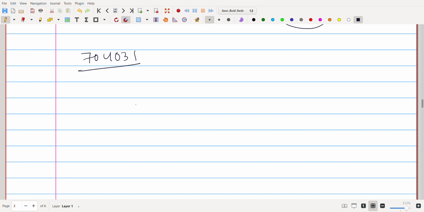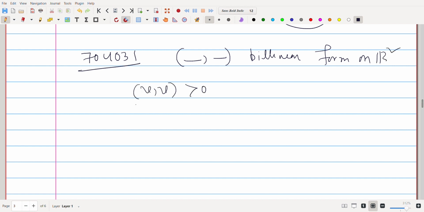Okay, this is the notation. This is the symmetry. This is the bilinear form on R2, and it is given that this is greater than 0, this is greater than 0, and this is 0, and A is the 2 by 2 real symmetric matrix that represents this bilinear form.